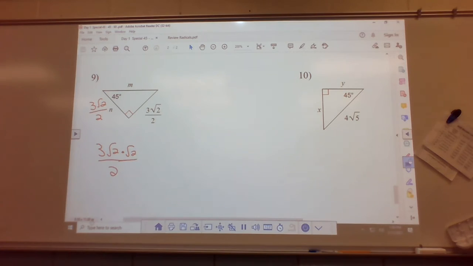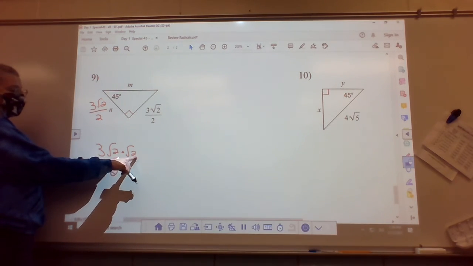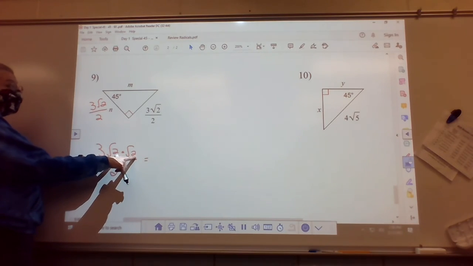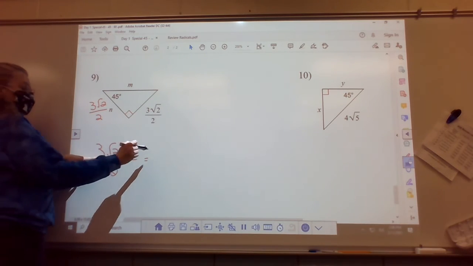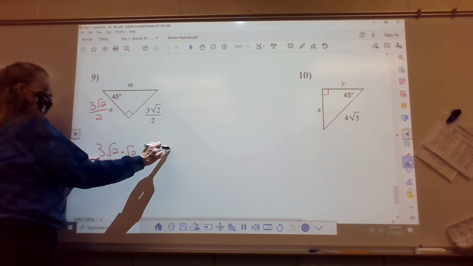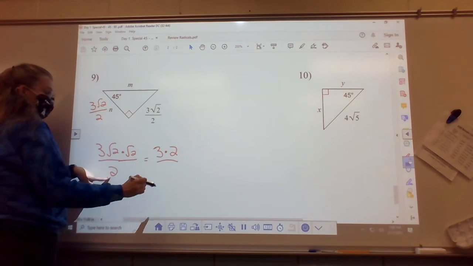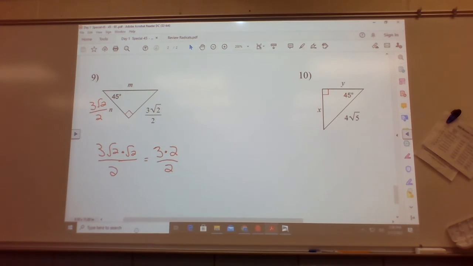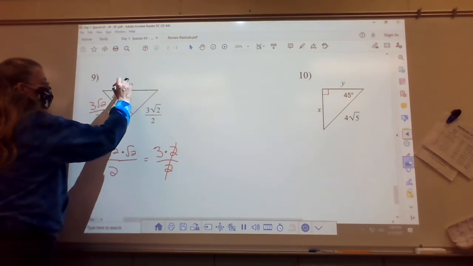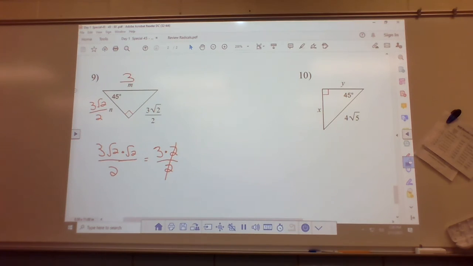Now, the last one, I had a 3 and a 2 that I couldn't really do anything with, so I just multiplied them together. But this one, I have a 2 and a 2. So that means the 2 can come out. So 3 is already out. 2 can come out. And 2 is already below. And because I have 2's on top and bottom, I can just cancel out my 2's. And I get 3. So 3 is my answer there.